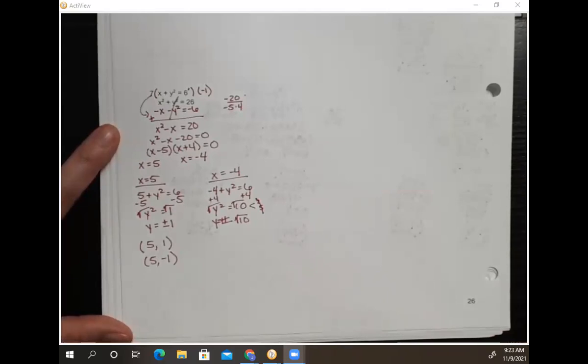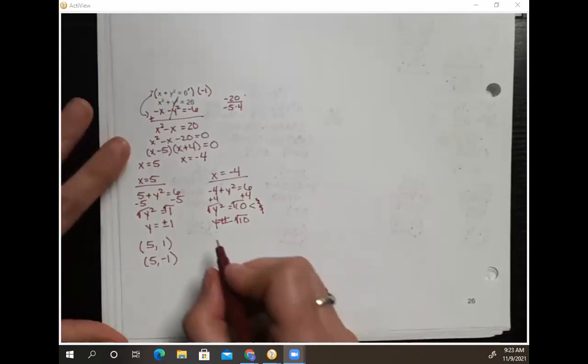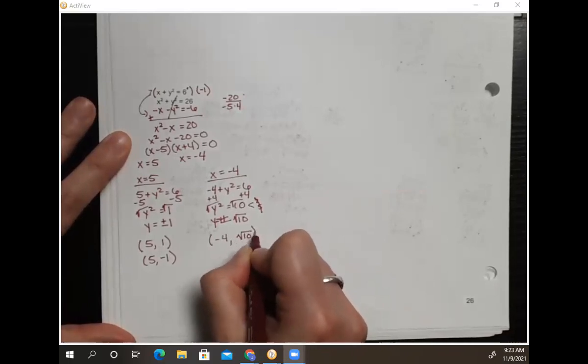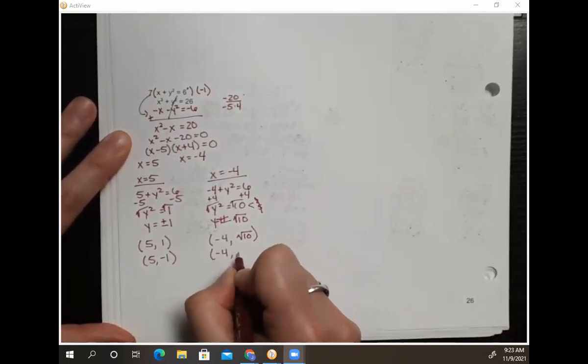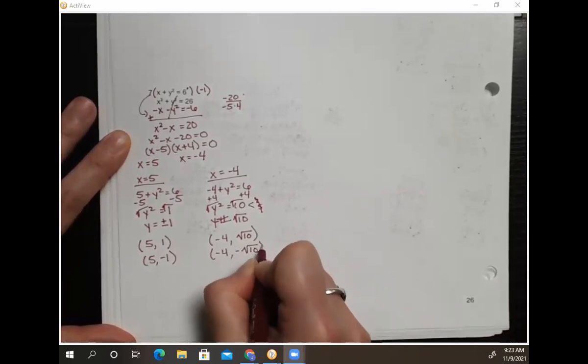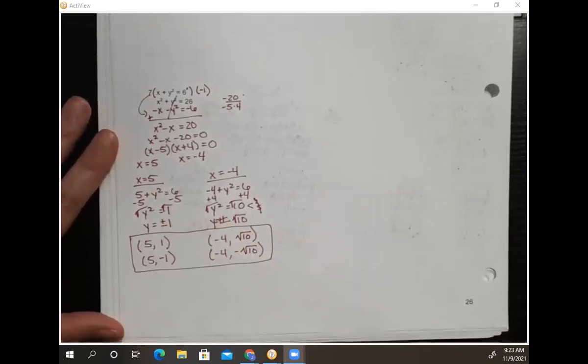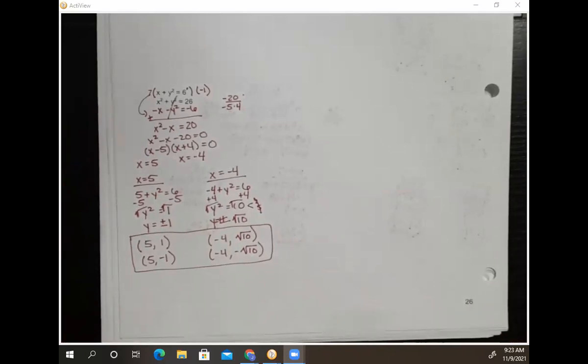Since I've got plus or minus, again, that means 2 points from here. So I get (-4, √10) and (-4, -√10). So 4 solutions on this one. If I looked at the graph, I would have 4 different points of intersection here. Questions for me on number 7?